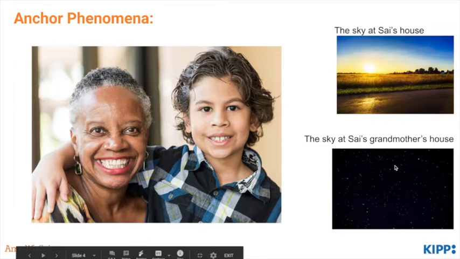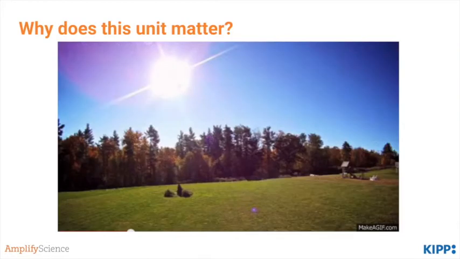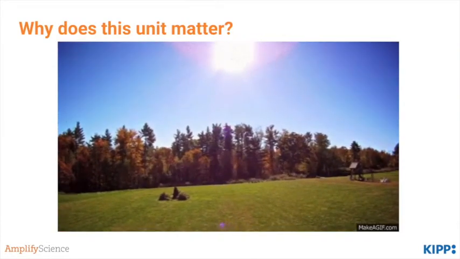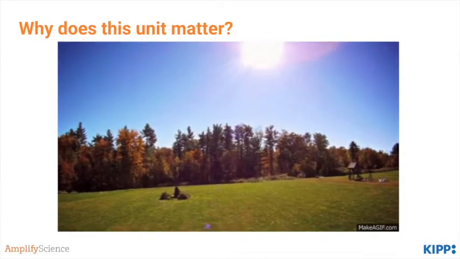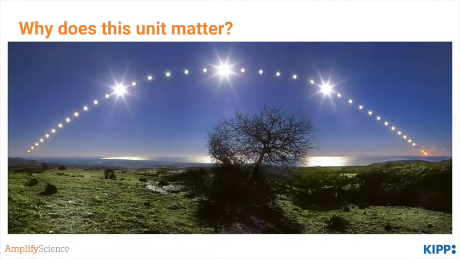So we present this paradox, and kids work through the unit, trying to develop an explanation for why it is night in one place and daytime in another at the same time. And in order to answer this question, students learn about patterns, observing patterns of how the sun, moon, and stars move across the sky and using that to learn more about Earth's place in the solar system and why we have night and day. Students will use their senses and careful observations to learn important things about their place in the universe.